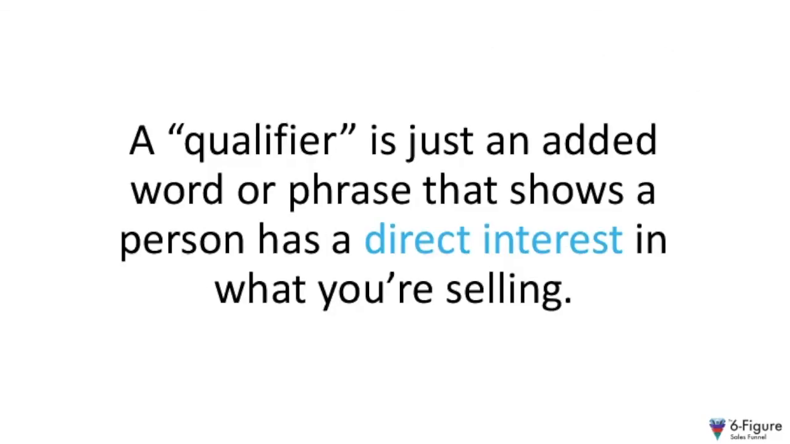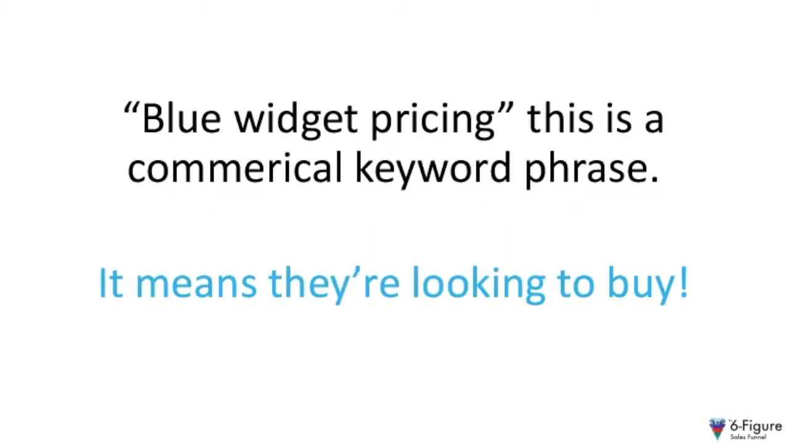A qualifier is just an added word or phrase to the keyword that shows a person has a direct interest in what you're selling. For instance, if someone is searching for a product like blue widgets, but their search phrase is blue widget pricing, this is a commercial keyword phrase. They're looking to buy. They are on the edge of making a purchase decision. So this would be the perfect time to send them to your sales page.